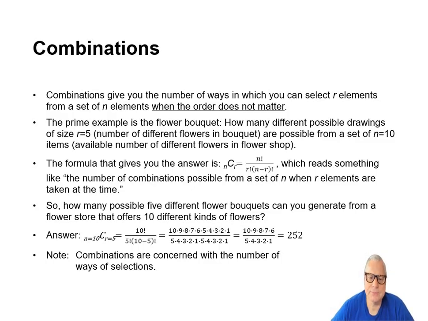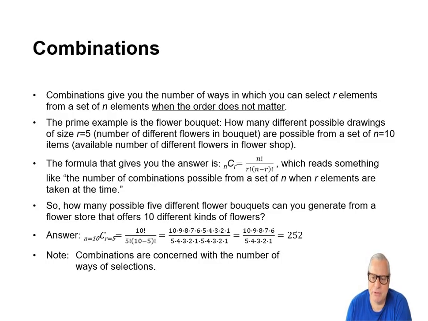The formula is the formula for combinations, and it reads something like the number of combinations possible from a set of N when R elements are taken at a time. I think the short version is 10 choose 5. So we have a total of 10 flowers to choose from, and we want to make bouquets of 5. The formula is N factorial over R factorial times N minus R factorial.